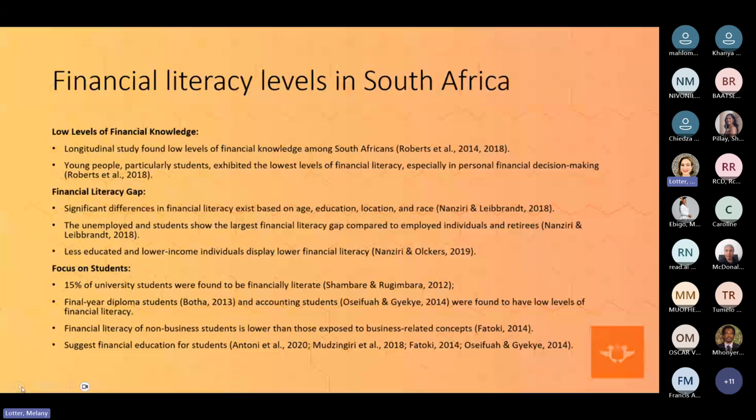And unemployed and students show the largest financial literacy gap compared to those who are employed and those who are retired.